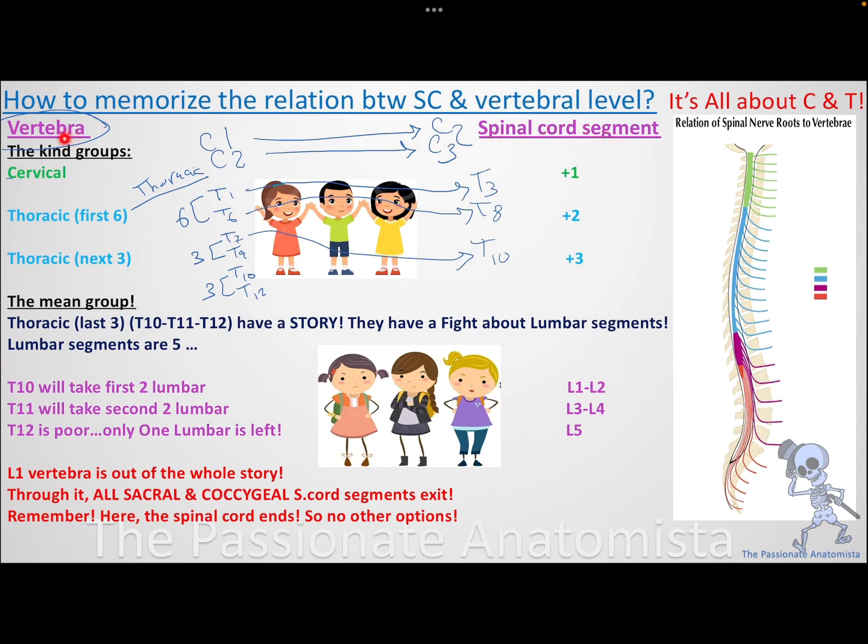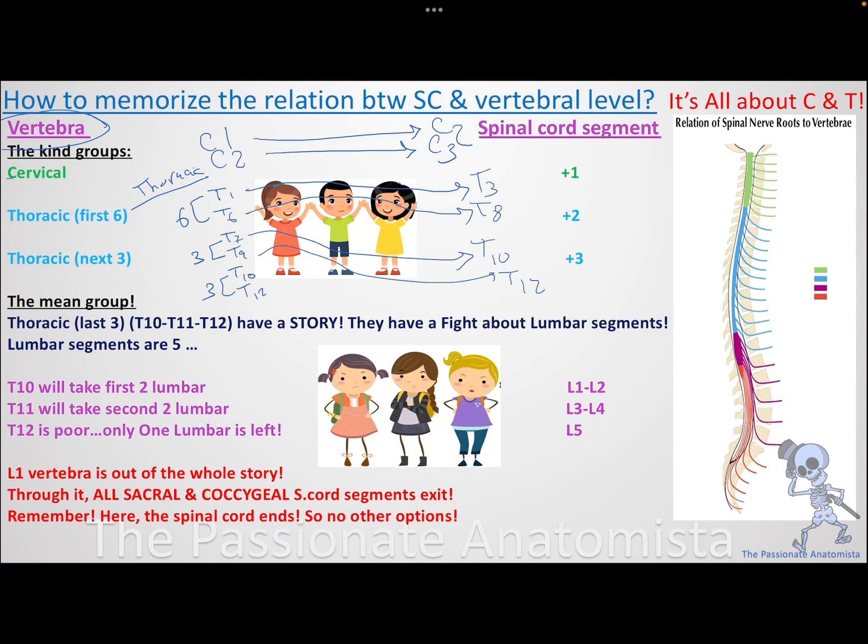At that vertebral level, you need to add 1 in the cervical region. Cervical region, add 1. The first 6 thoracic, add 2. The next 3 thoracic, add 3. And this is the kind group. And because they are kind, they have the same letter, the same name. And now, when it comes to T9, you will have the last thoracic, right? You will have T12. So now the thoracic group has finished.